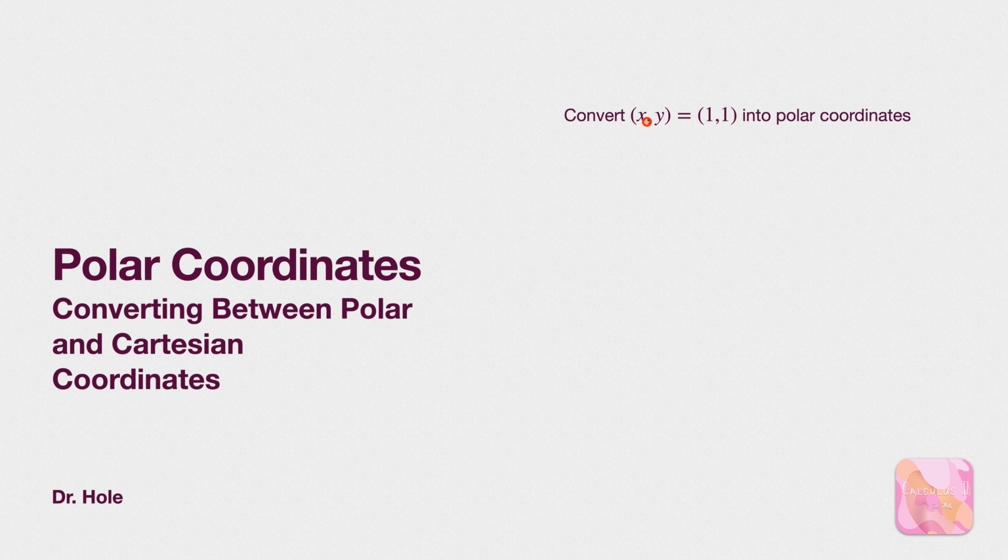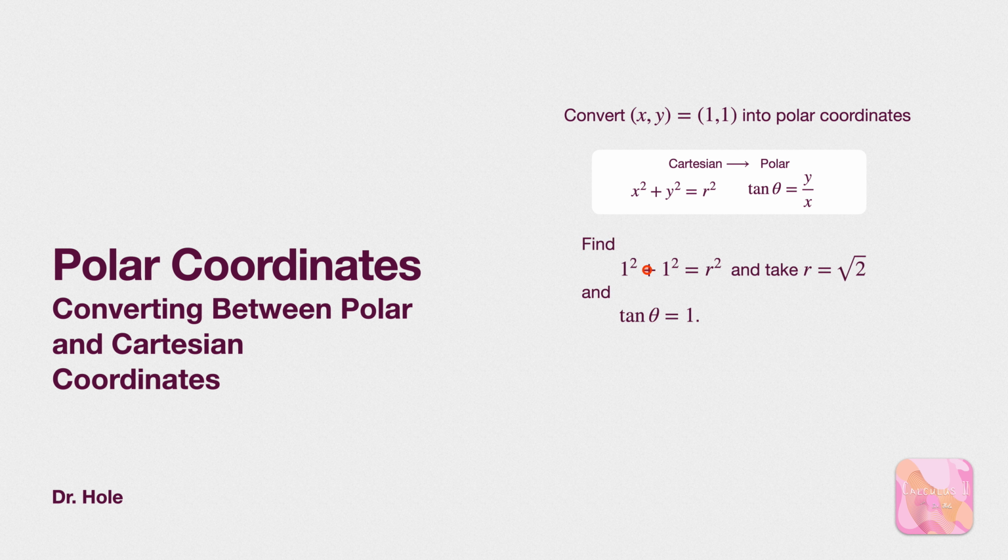Convert the coordinate x comma y taken as 1 comma 1 into polar coordinates. Well, we want to go from x's and y's and produce r's and thetas. So we want to go from Cartesian to polar. We have a value for x, 1, a value for y, 1. So 1 squared plus 1 squared is going to give us 2. So r squared will be 2. Write that down. We get that r squared is 2. Applying the radical, we get that r is rad 2.